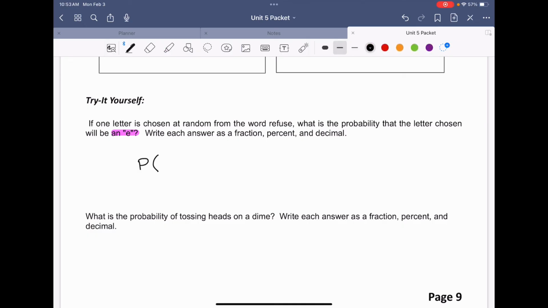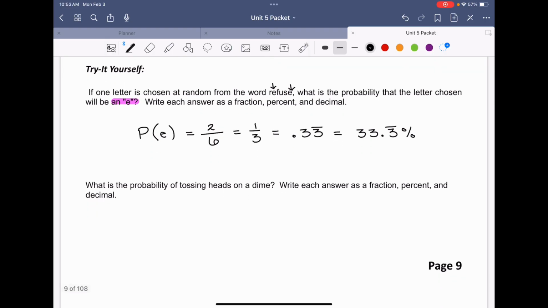So probability of an E equals, well, there are 2 E's in the word, and there are a total of 6 letters. So this would be 1/3. As a decimal, this is 0.3 repeating. As a percent, 33.3 repeating percent.